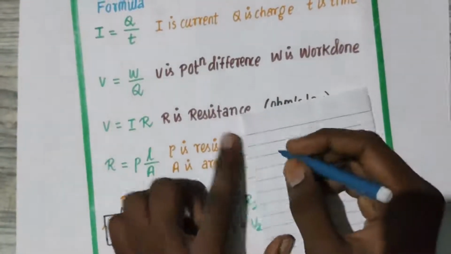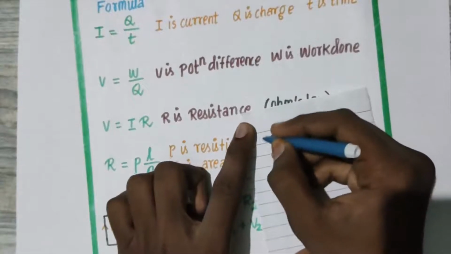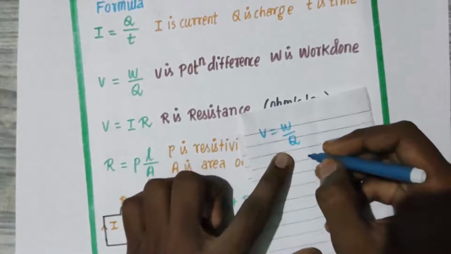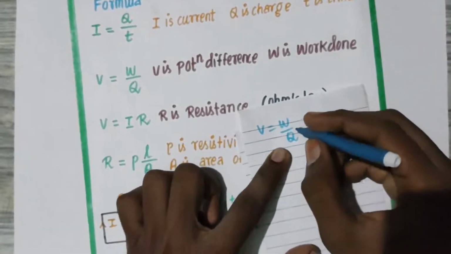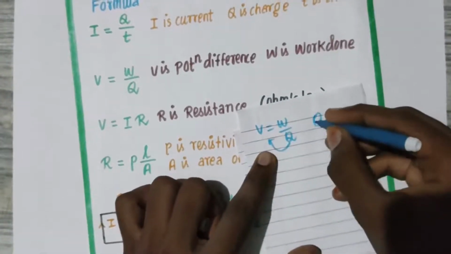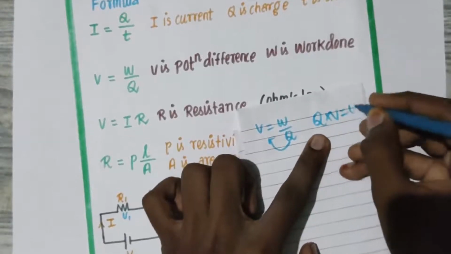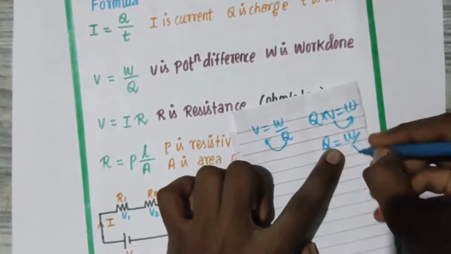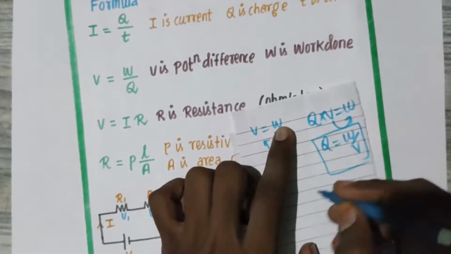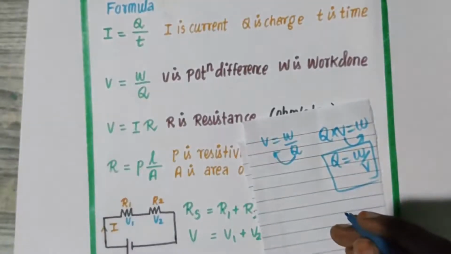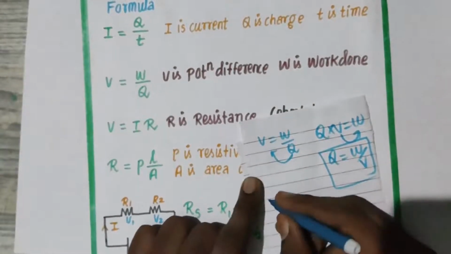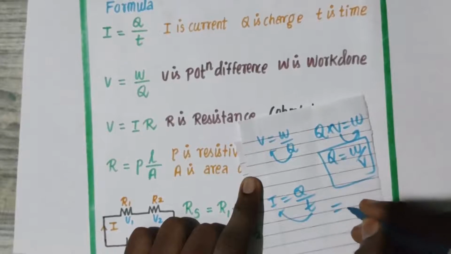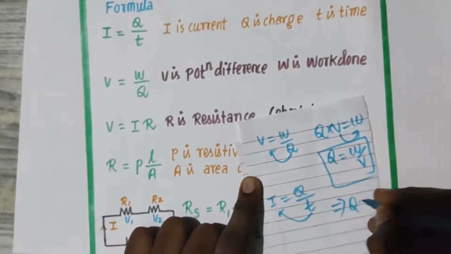And if they ask you charge, how will you find it from this formula? V is equal to W by Q. If they are asking you charge, you have to keep charge alone on one side. So take the charge to this side, it will become multiply, and now take this V to this side. So Q is equal to W by V. This is how you will be finding the Q value. Similarly, if you want to find Q from I is equal to Q by T, if you take this time to this side, it will become multiply. This implies Q is equal to I into T.